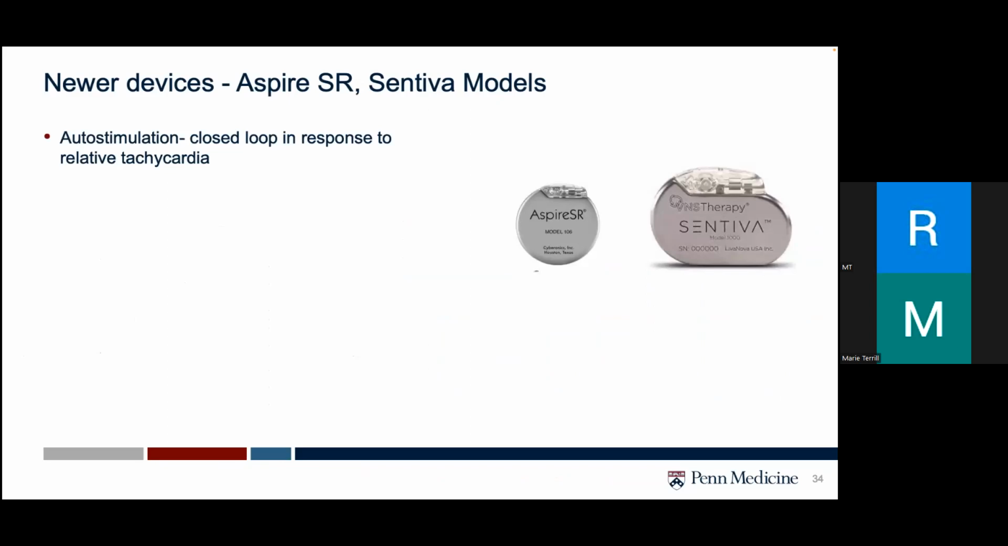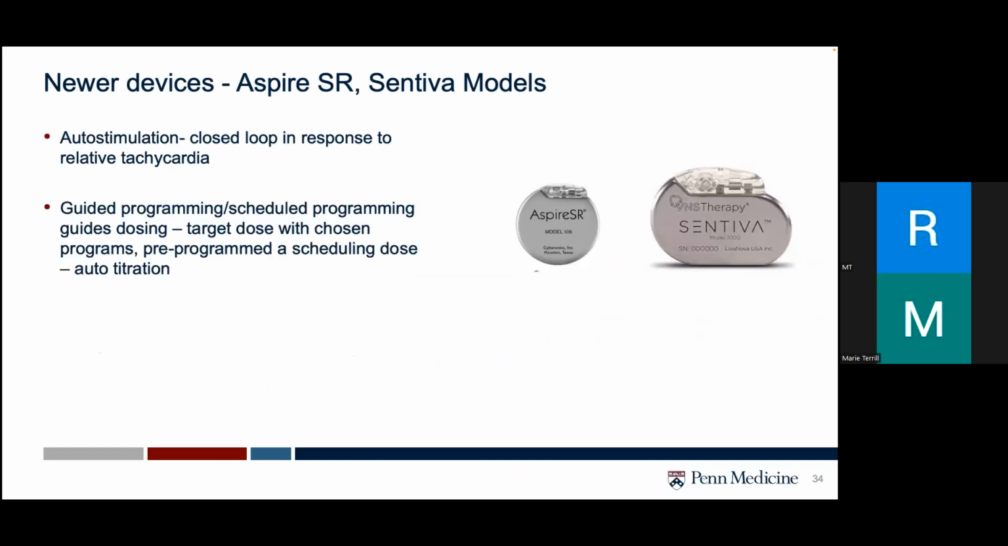So one is that the VNS can be used as a closed loop stimulation in response to relative tachycardia. This means that the device can actually detect changes in your heart rate and provide stimulation in response to these changes, aiming to prevent seizures or reduce their severity. You can have guided programming and scheduled programming, which can be tailored to individual patient parameters, allowing for more of a customized therapy. There's also auto titration.